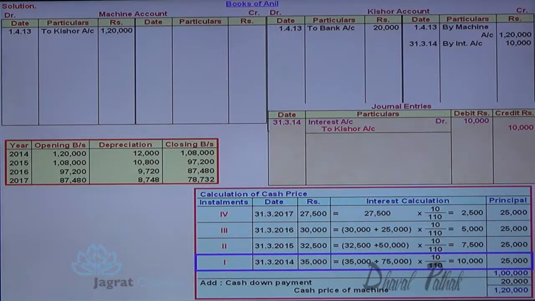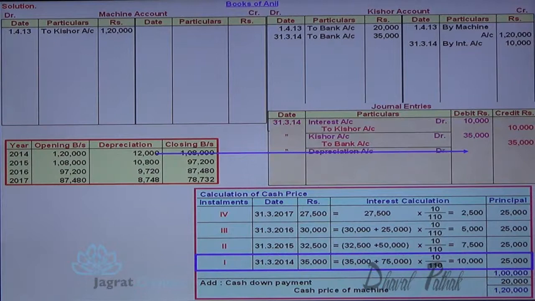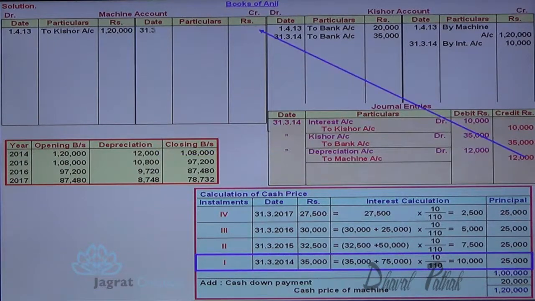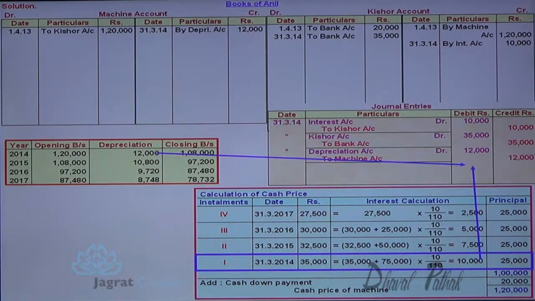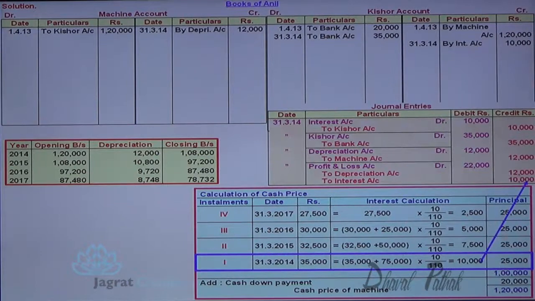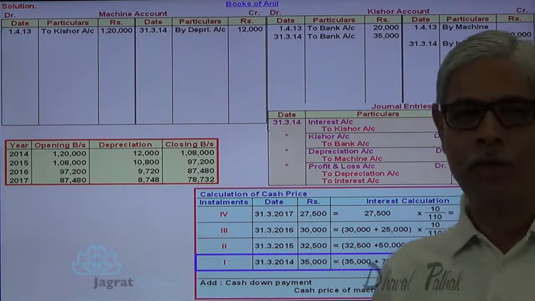Now the installment paid 35,000. Kishore account debit to bank account credit. Now I am required to provide depreciation. Depreciation account debit to machinery account credit. And this interest and depreciation are transferred to profit and loss account. So 10,000 plus 12,000, 22,000. Profit and loss account debit to depreciation and interest account credit. This is how the journal entries for the first year are recorded.